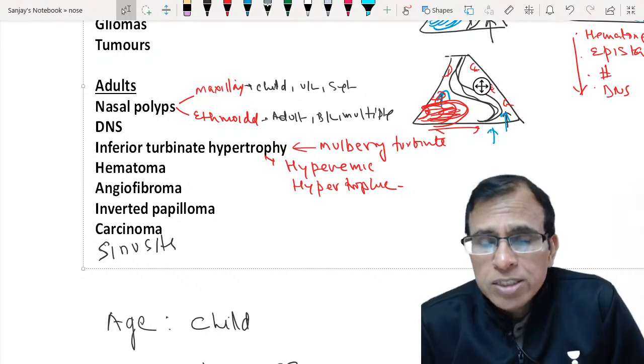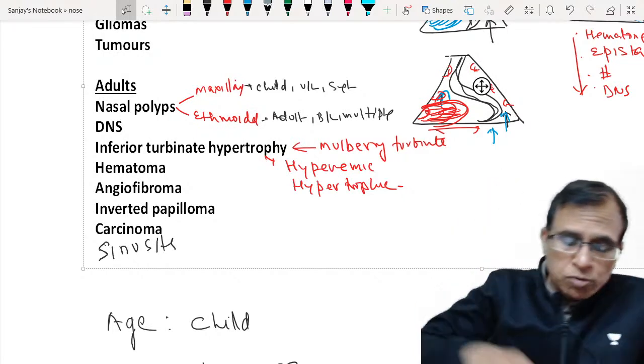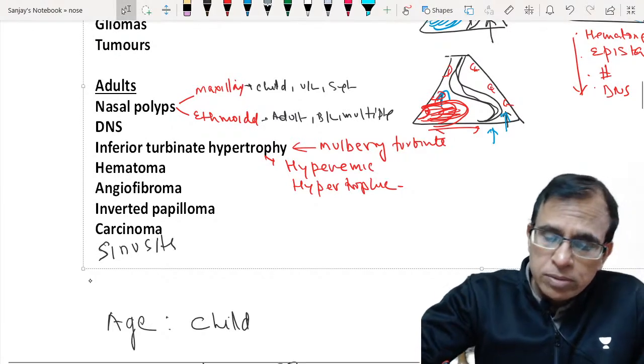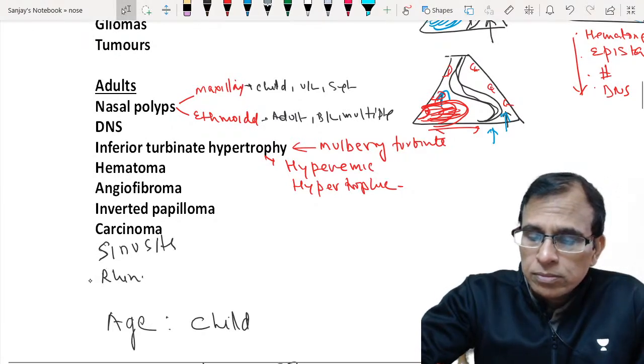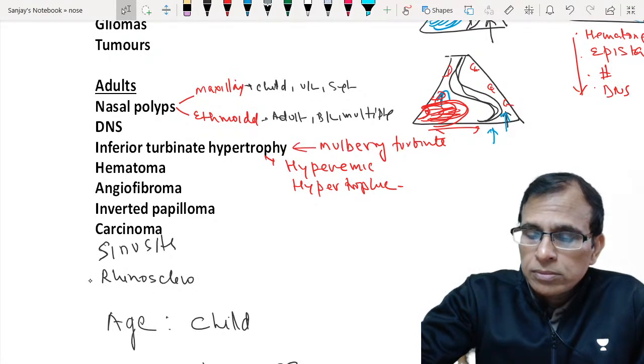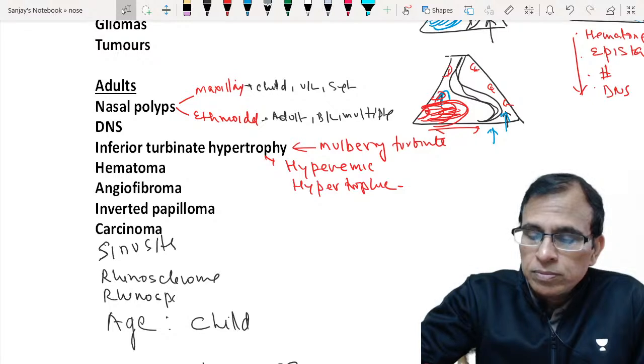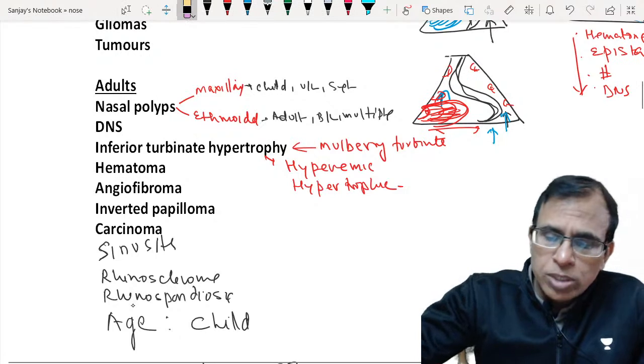Then we have a few granulomatous diseases. There are two important diseases. One is called rhinoscleroma and the other is rhinosporidiosis. So these two conditions also should come to your mind.